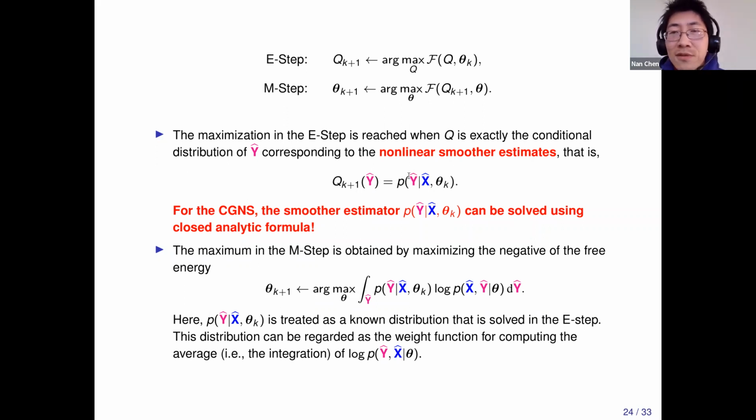This is slightly different from the filtering formula. This is called smoothing. The difference is that in filtering, you only use observational information from the past, but here we use observational information from the entire training data set. But they have a very similar formula to the one we showed at the very beginning. For the conditional Gaussian nonlinear system, this distribution can be solved using a closed analytical formula. So it's very nice. If we are given a parameter, we can estimate the state using a very cheap formula.